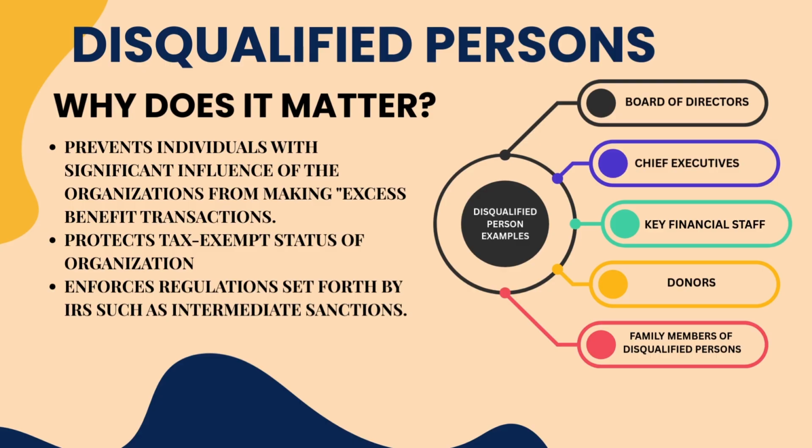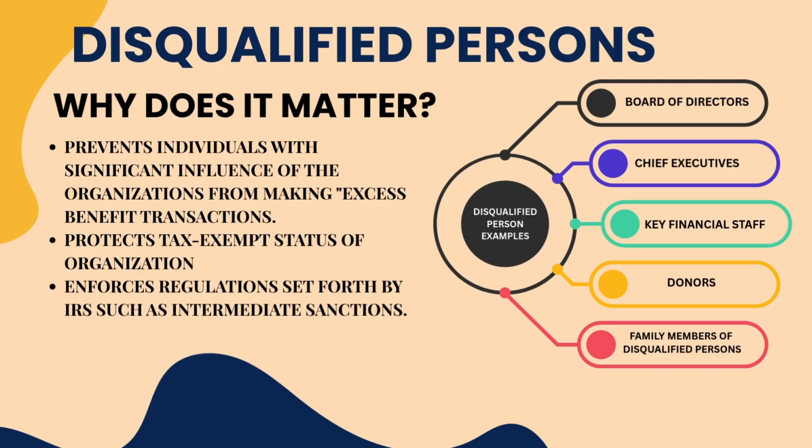Next, we will be discussing disqualified persons, which are individuals who have substantial influence over the organization's decision-making. This includes board members, chief executive officers, key financial staff, donors, and even the family members of disqualified persons. So why does it matter?